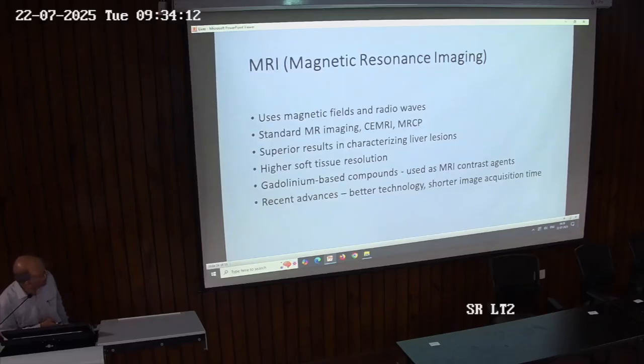It can be a standard MRI, it could be a contrast enhanced MRI, or it could be an MRCP where the biliary tract is being studied. Compared to CT, an MR images soft tissues better. So that is why a soft tissue lesion is imaged better in an MRI.